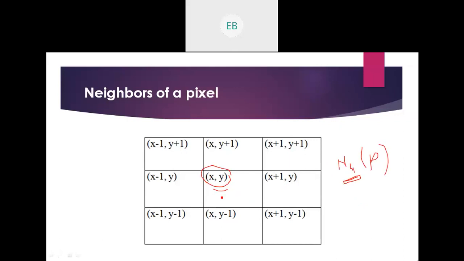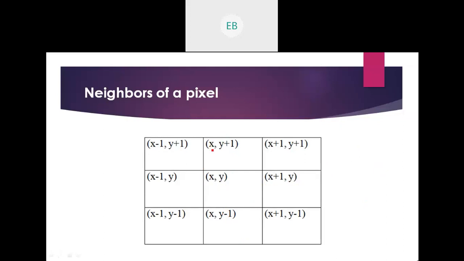So what I'm trying to say is, this is (x, y), so the 4 neighbors of (x, y) will be the horizontal and the vertical neighbors. So the horizontal neighbors you get are (x plus 1, y) and (x minus 1, y), and (x, y plus 1), (x, y minus 1). So these are the horizontal and vertical neighbors of p, that is (x, y). Okay, so this is about N4 of p.